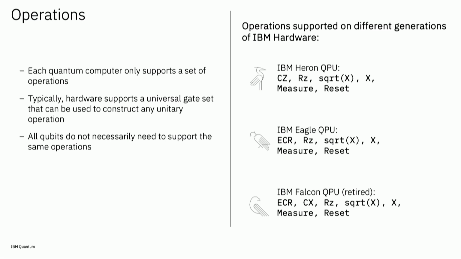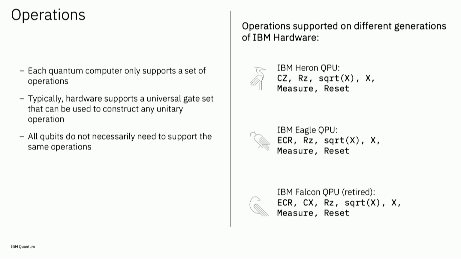Typically, there's a universal gate set, so it's some gate set that can be used to construct any unitary operation, and you can build out your quantum circuit with these. And so on the right, I've listed what the previous 3 generations of IBM processors supported. So on Heron, we have a CZ gate, an RZ gate, square root of x, x, measure and reset. Eagle, we just replaced the CZ with an ECR.